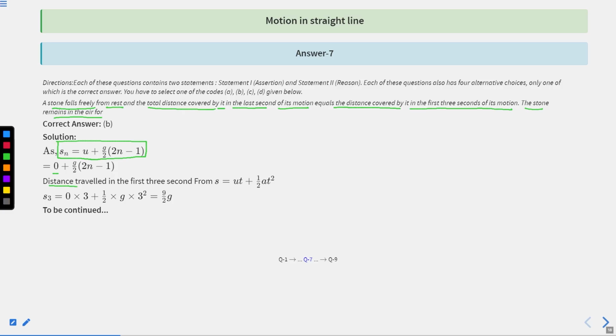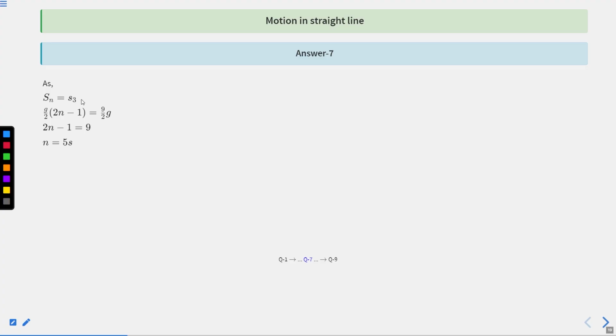Distance traveled in the first 3 seconds is s equals ut plus half at square. Clear? So for the first 3 seconds, distance is 0, which is the initial velocity, times 3 seconds, plus half g into t square, where t is the time. The answer is S3 equals 9 by 2 g. Clear?